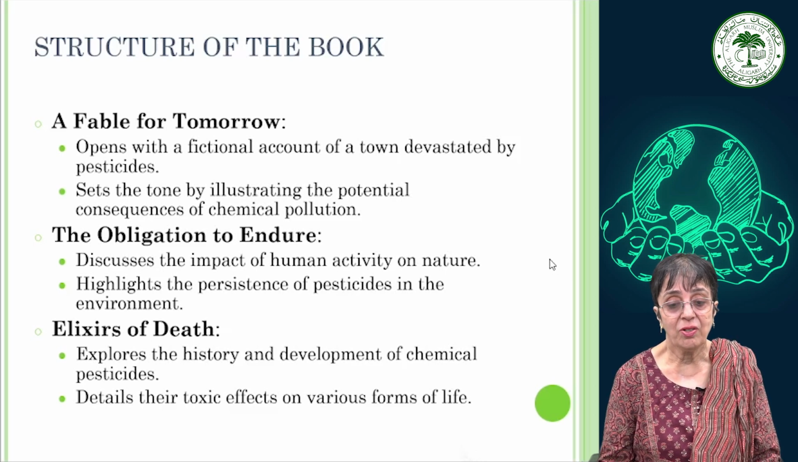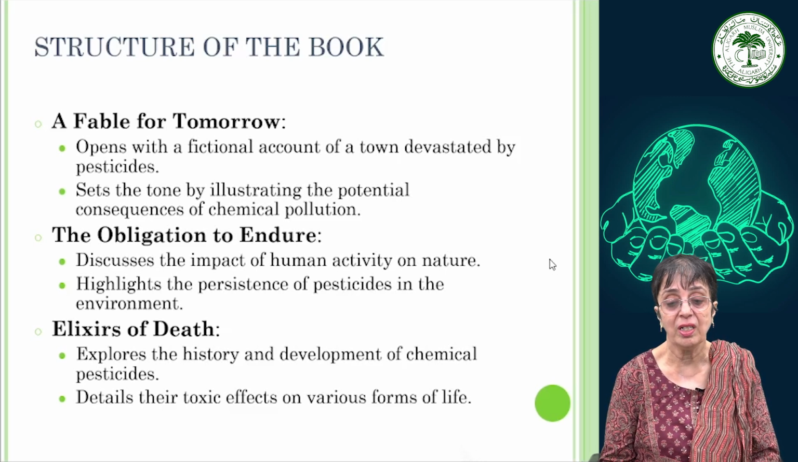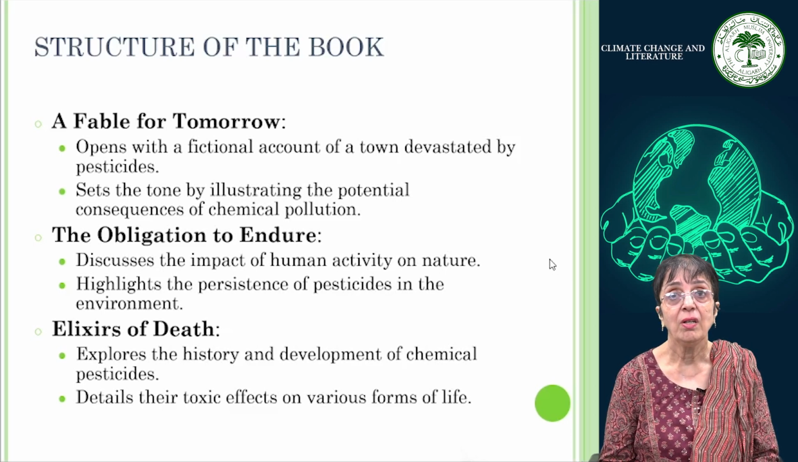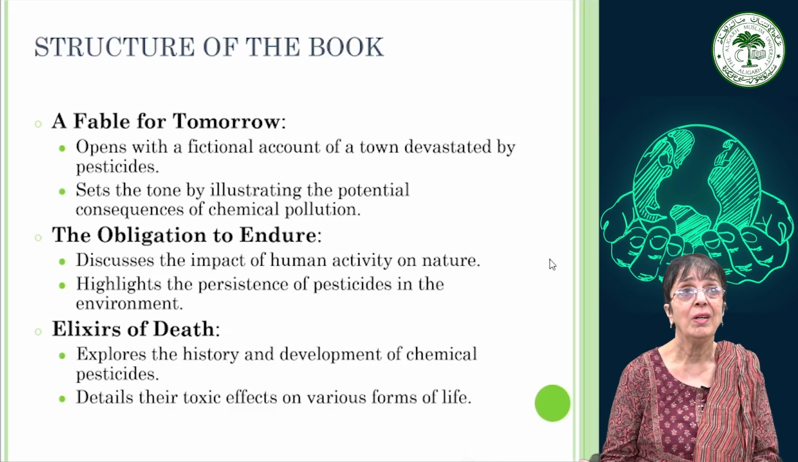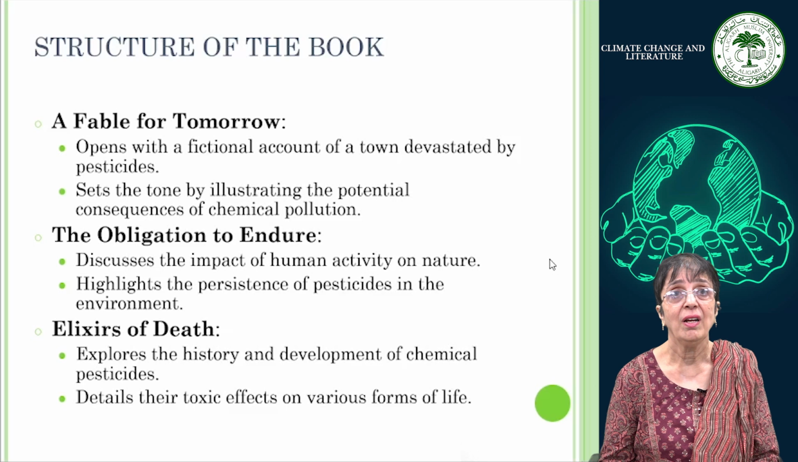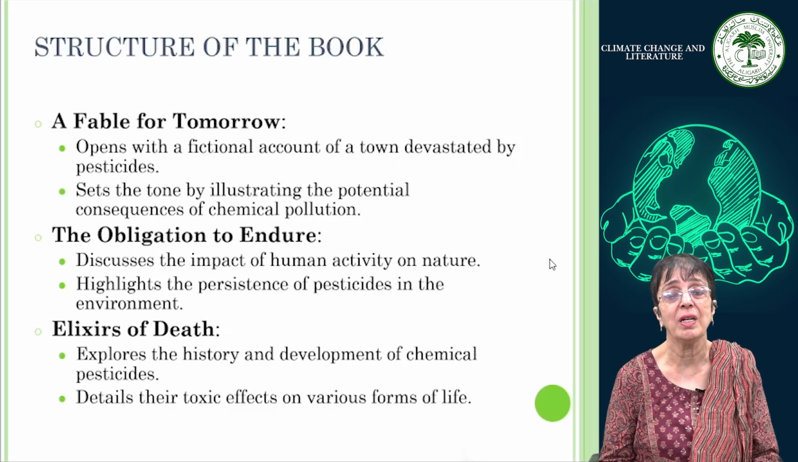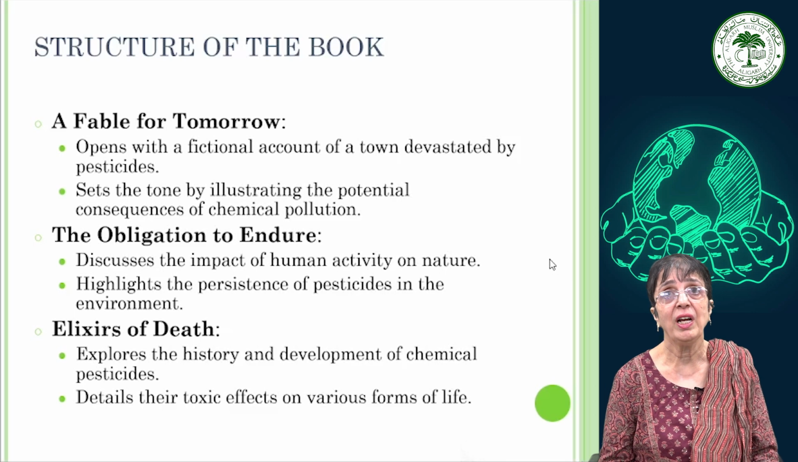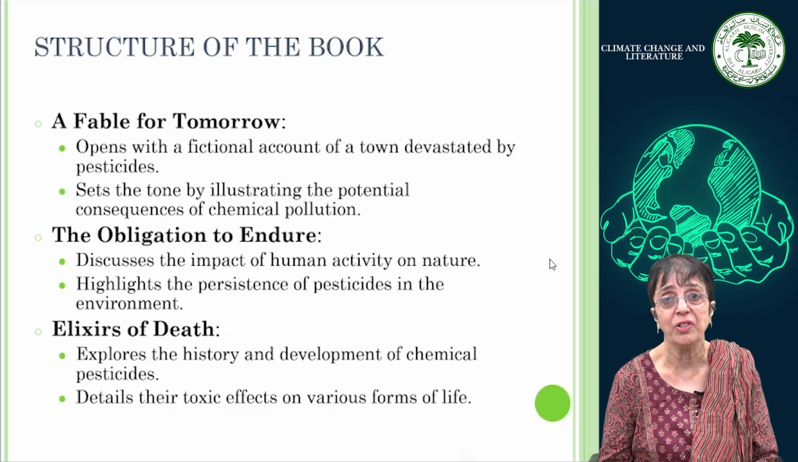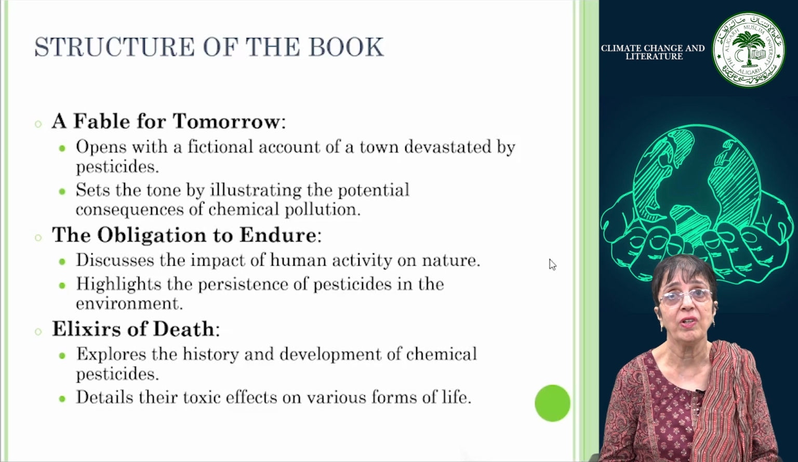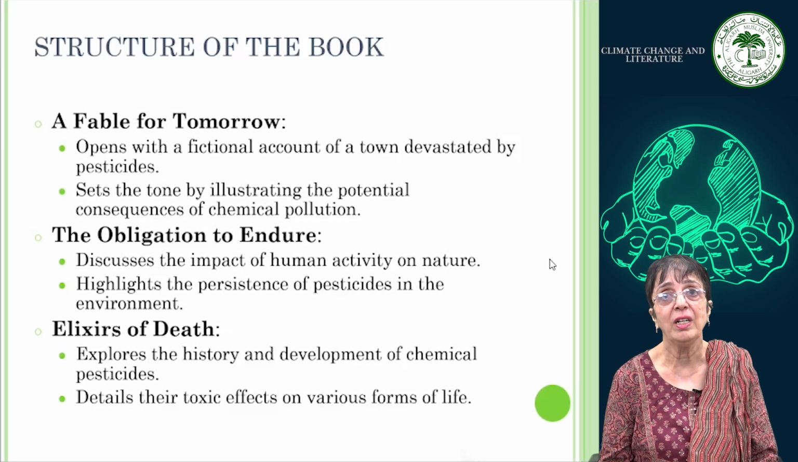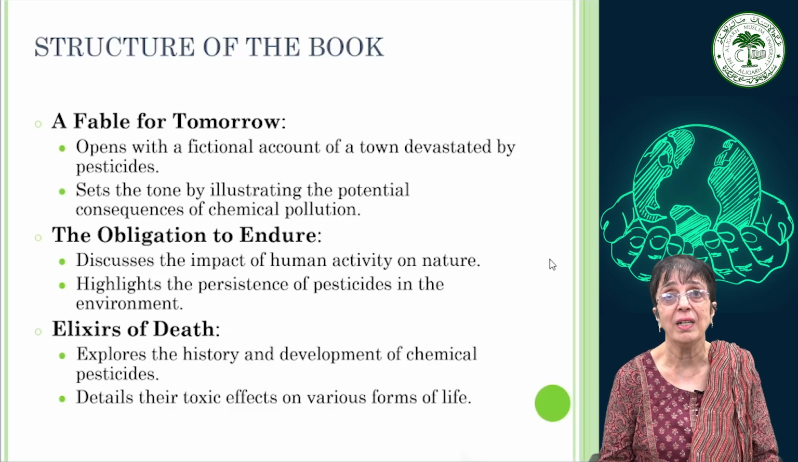They are also called elixirs of death. She explores the history and the development of chemical pesticides and gives a detail of their toxic effects on various forms of life. So that was what I was stressing on. The various forms of life are affected, and if I can give you a very simple example from the human body: whenever we have some ailment like a stomach infection or some other infection, we are given a course of antibiotics. Now when we take those antibiotics, they are meant to kill certain germs, but they kill the friendly germs also. So there are good bacteria and bad bacteria. And when the good bacteria are killed along with the bad bacteria, that creates a disbalance in the system.